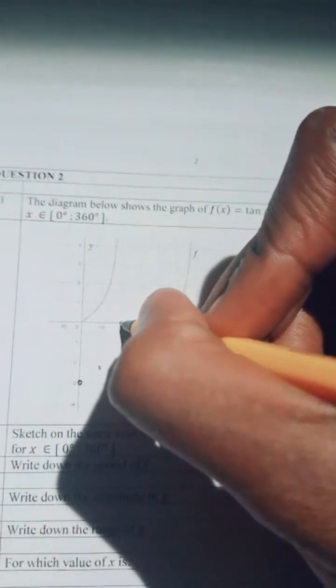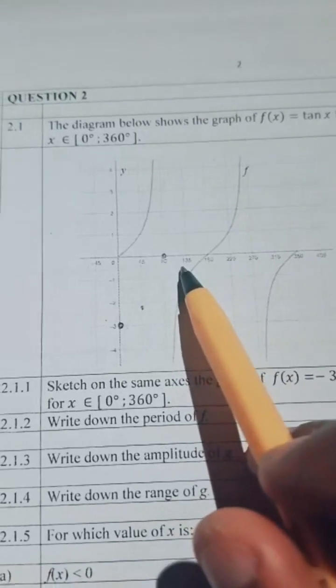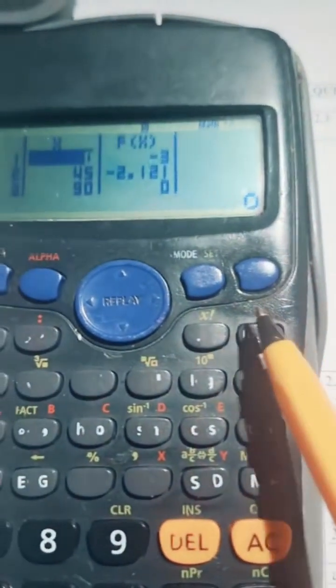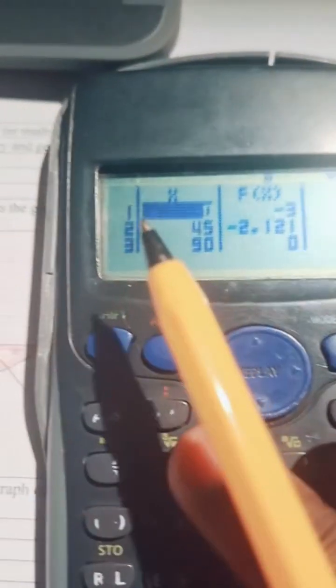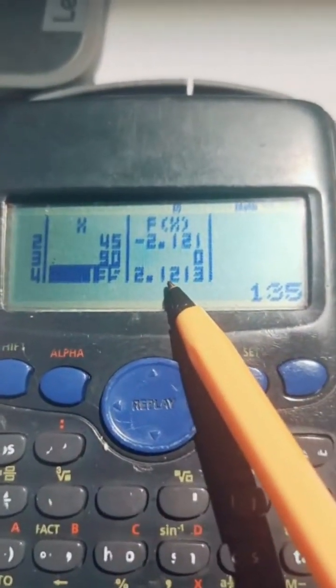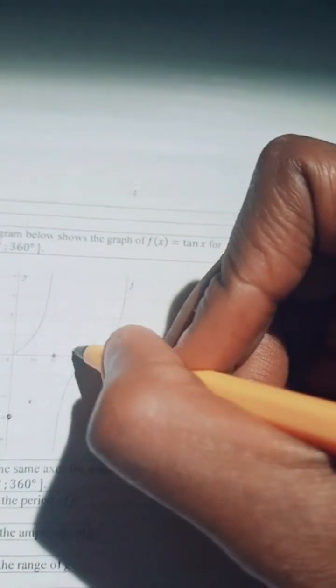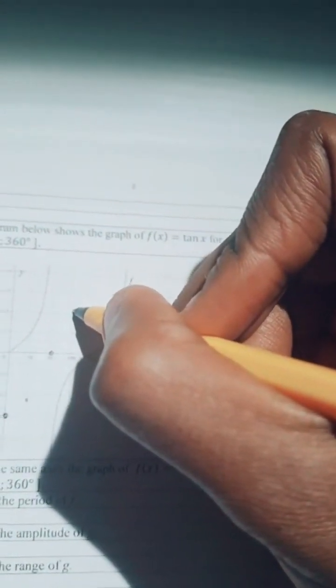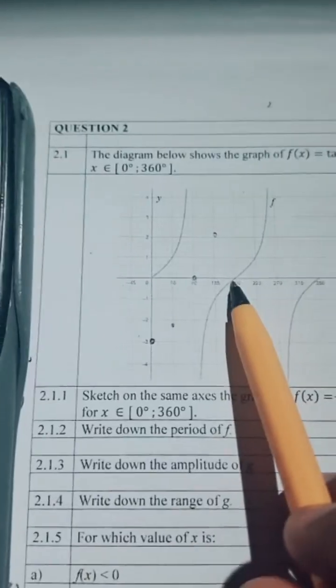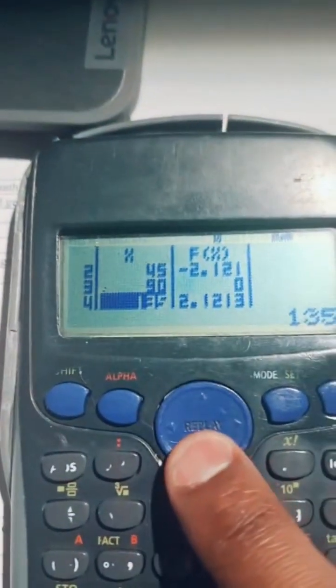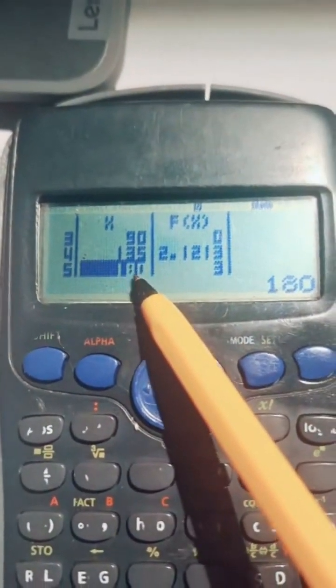Okay, so when x is 90, y is 0. So when x is 90, we are at 0 there. Then we go down. Let's look at the other values. X is 135, y is 2.121. So x is 135, y is 2.1. So we slightly there. Seems like we're moving. X is 180. Y is 3. So 3 is there.